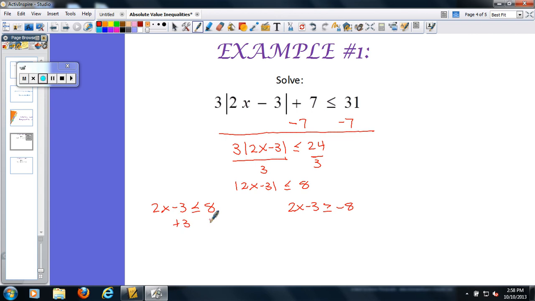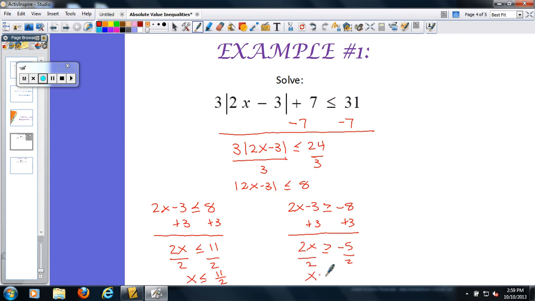Now I'm going to add 3 to both sides. I get 2x less than or equal to 11. Divide by 2, and I get x is less than or equal to 11 over 2. For this one, I add 3 to both sides. I get 2x greater than or equal to negative 5. Divide by 2, and I get x is greater than or equal to negative 5 halves.